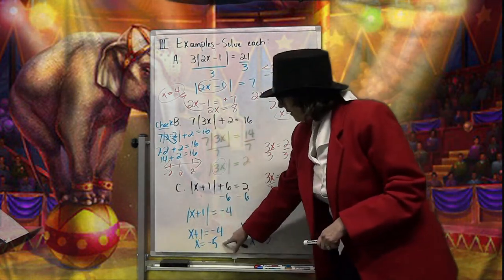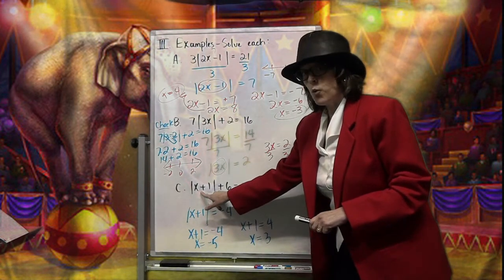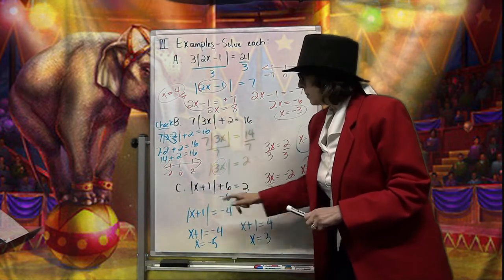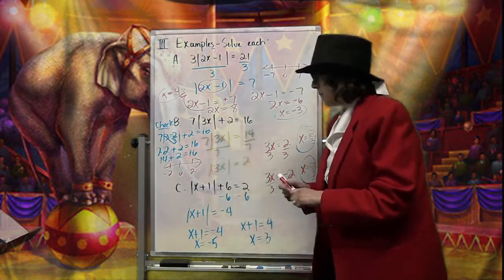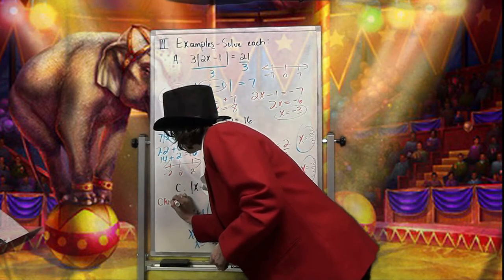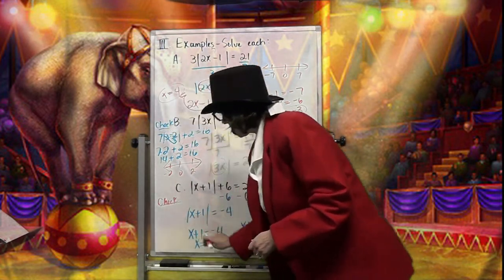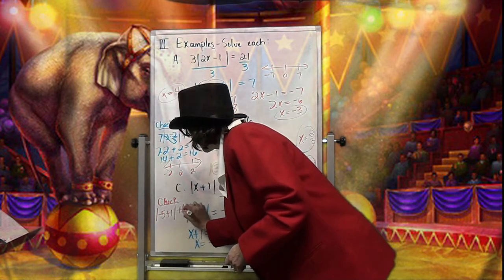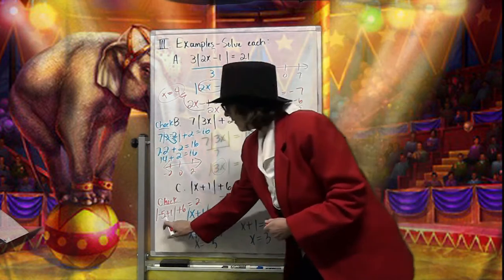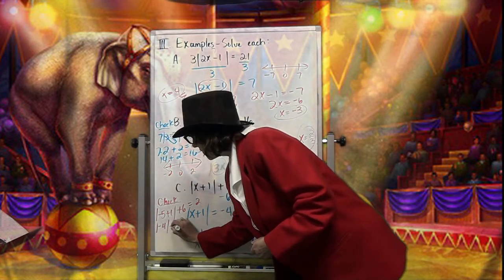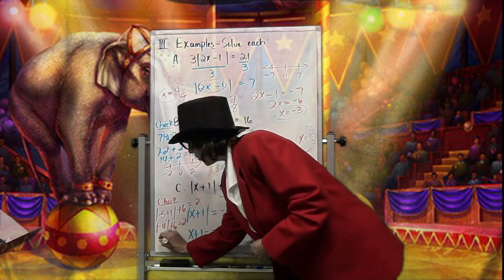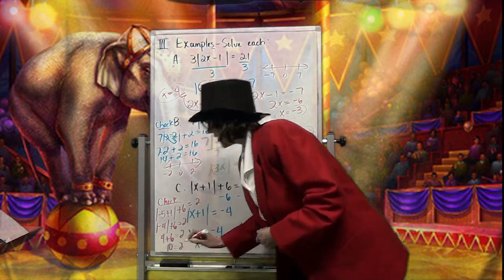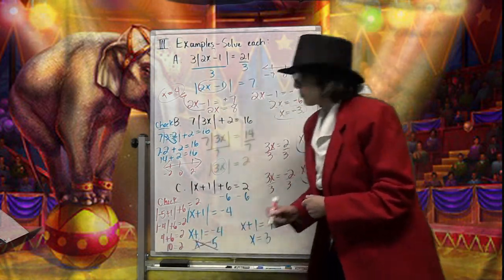So when I go to check the negative 5 in here, negative 5 plus 1 is negative 4. Absolute value of negative 4 is 4. Let me write this down so we can see what's happening here, since it might be getting lost in all the numbers. So I'm going to check my x equals negative 5. I'll put the negative 5 in there. Negative 5 plus 1 is a negative 4. Absolute value of negative 4 is 4. 4 plus 6 is 10. 10 definitely does not equal 2. So this is one of those extraneous roots.